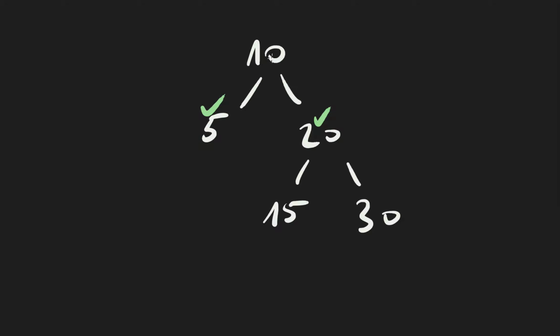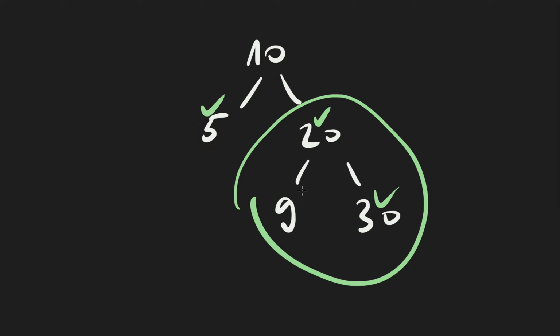And also 20 is bigger than 10, so this is valid. And let's look at the children of 20 now. Is 30 bigger than 20? It is, and 15 is smaller, so this is a valid binary search tree. Okay, but if we change one node, let's change this one here to be 9. If we just look at this subtree, we would say that this is a valid binary search tree, right? Because the left child is smaller and the right child is bigger than the parent.